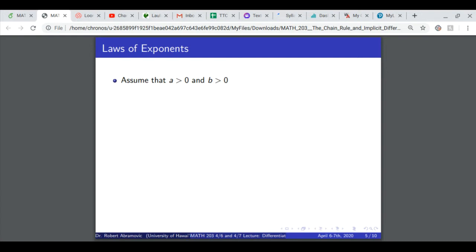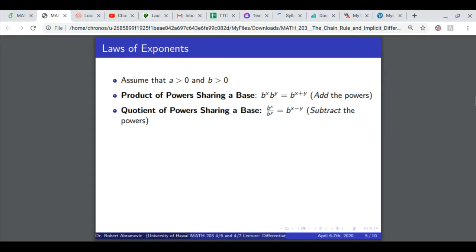Now we're going to review the laws of exponents. To do this, we're going to assume we have 2 positive numbers called a and b. The first law is the product of powers sharing a base. This means we multiply b to the x and b to the y. What we get is equivalent to b to the x plus y. That means we add the 2 powers.